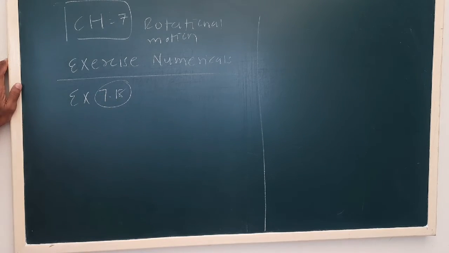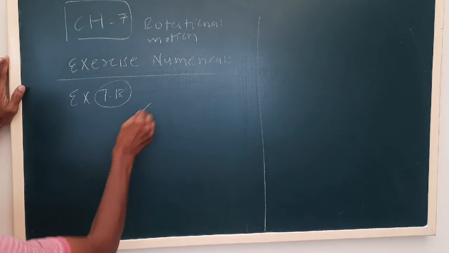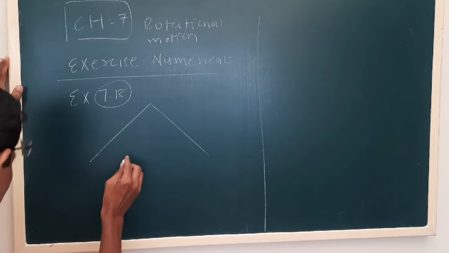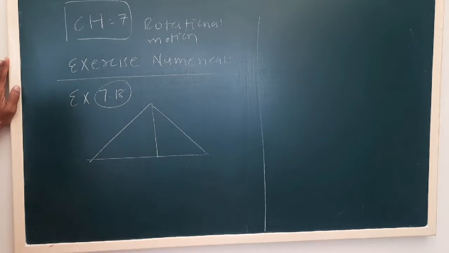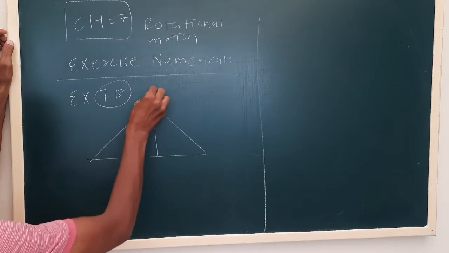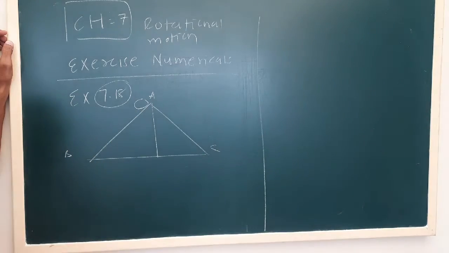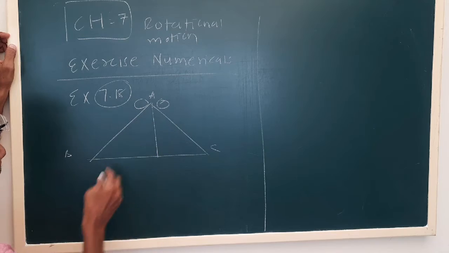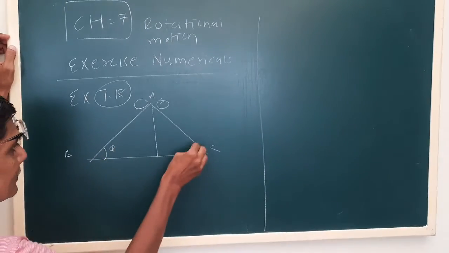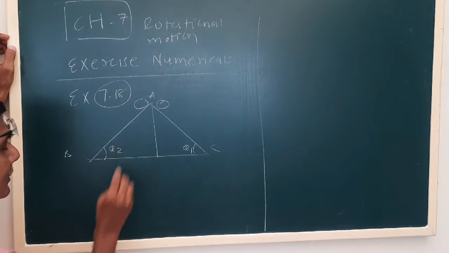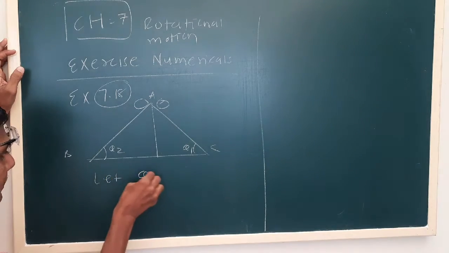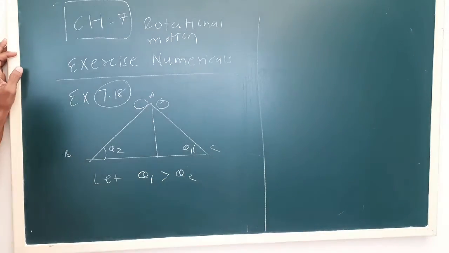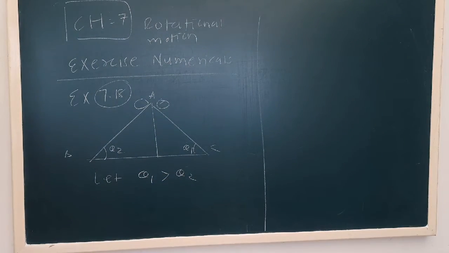7.18. Now see, a sphere is given. Now this is a diagram. A sphere is moving on this slope AB as well as AC one by one. Let us say this angle is theta 1 and this angle is theta 2. Now what we are given, let us say theta 1 is greater than theta 2.